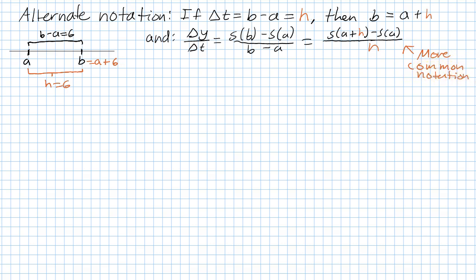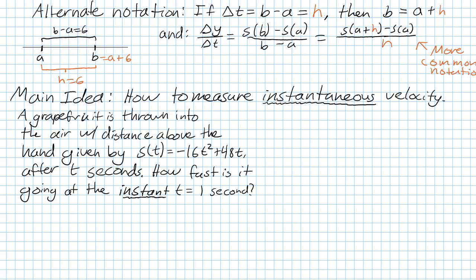Okay, I'm going to pause it here and then introduce the main idea, write down a bunch of stuff. You'll see it appear in a moment. Here's the main idea of the section: an example of how to measure instantaneous velocity. Instantaneous velocity is kind of a weird idea, so here's an example. You don't have to pause it to do this example. I'm just going to work through it.